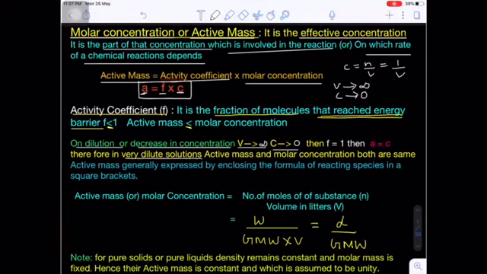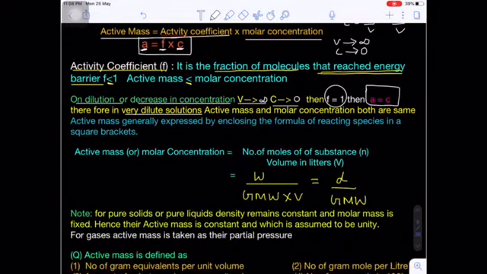In very dilute solutions, the activity coefficient is assumed to be 1. When the activity coefficient is assumed to be 1, then activity is nothing but the molar concentration. So that's why here activity is nothing but the molar concentration.